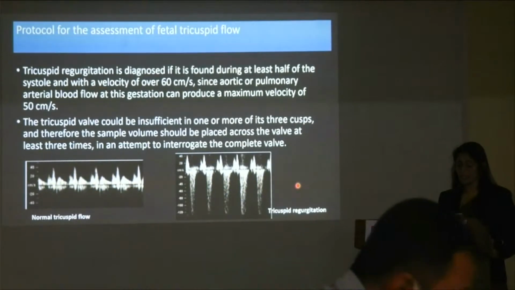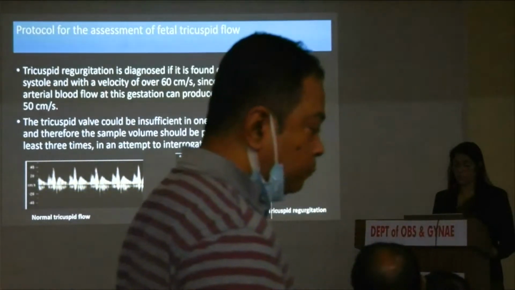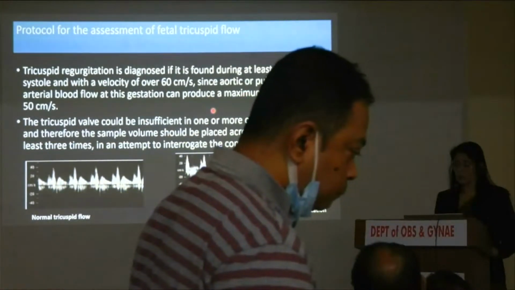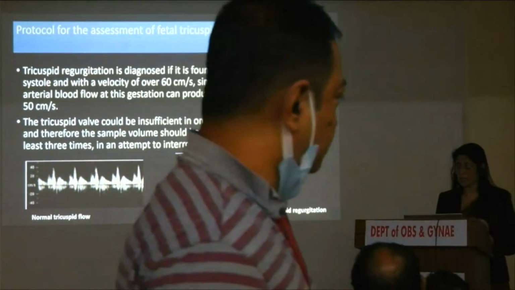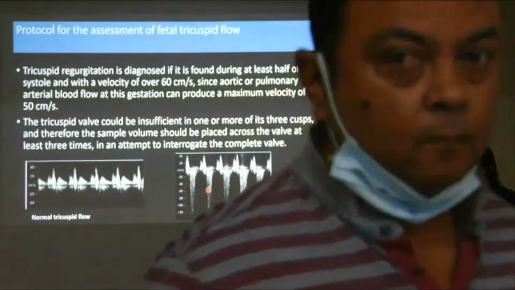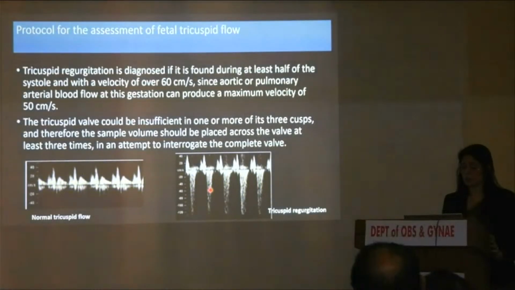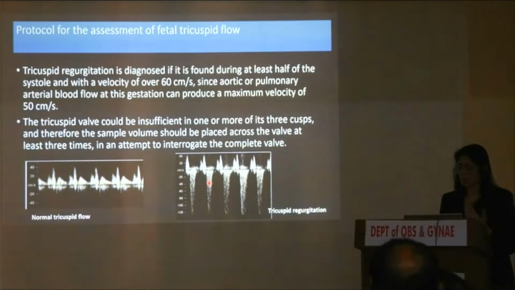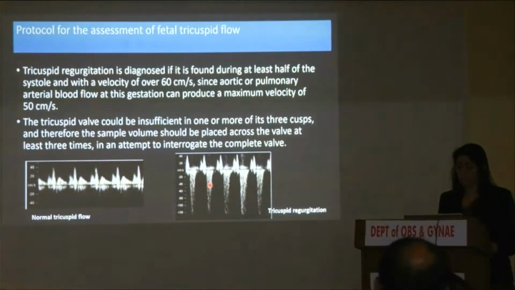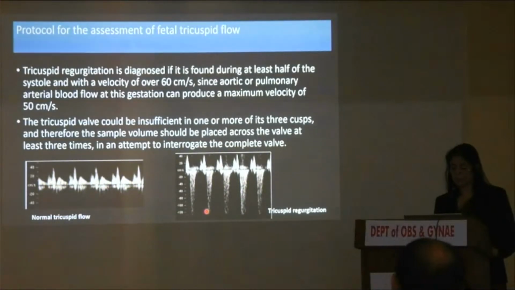So when do we say that a fetus has tricuspid regurgitation? When the regurgitation is seen in at least half of the systole and the velocity is over 60 centimeters per second. Because oftentimes we see that there is some amount of regurgitation which can be physiological, and we have to remember that it has to cover more than half of the systole and it has to be more than 60 centimeters per second.